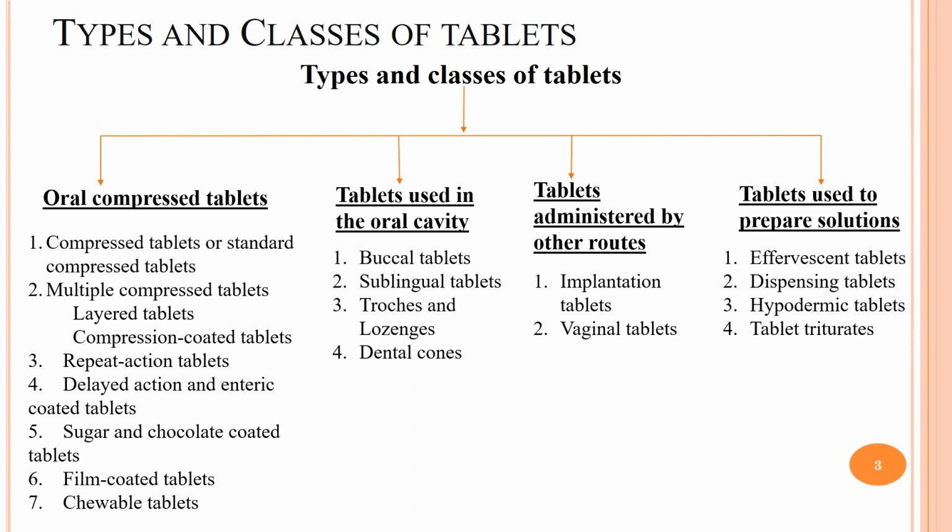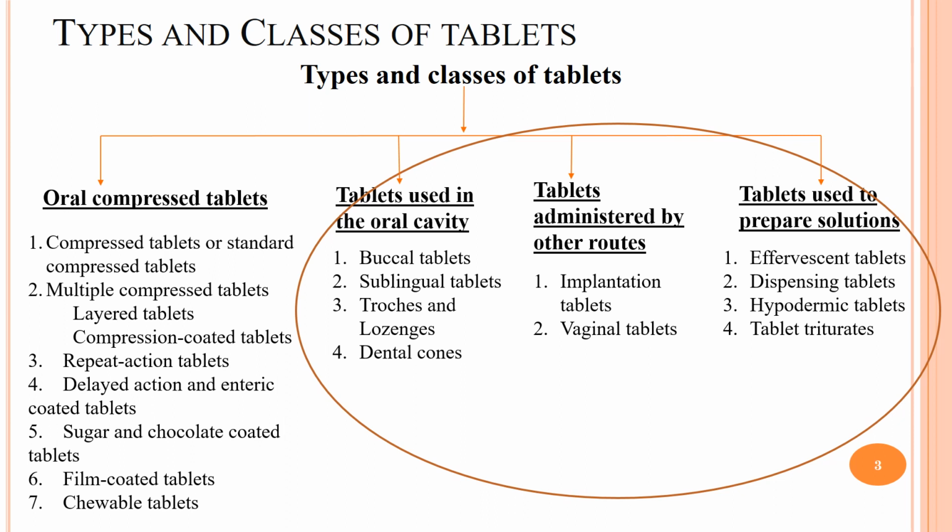Now in my part 1 video of the formulation of different types of tablet, I have covered the first major category, that is the oral compressed tablets. Now in this video, part 2 video, I will be dealing with the rest 3 classes, that is tablets used in the oral cavity, tablets administered by other routes and tablets used to prepare solutions. Starting with the second major class, that is tablets used in the oral cavity.